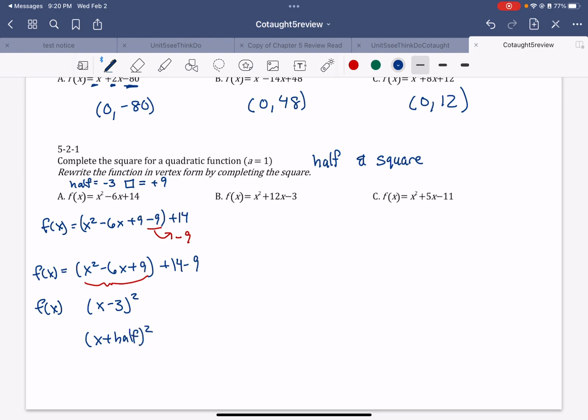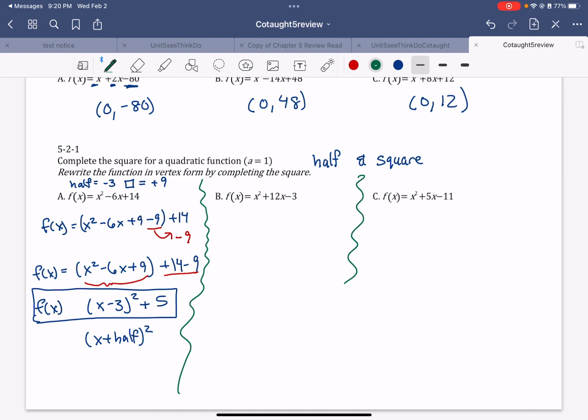And in my case, my half, remember, was negative 3. So I'm going to rewrite it as x minus 3 squared, and then I'm going to remember to combine my constants at the end. And so I have plus 14 minus 9, which is going to end up with plus 5. So that will be my equation in vertex form. All right. I'm going to kind of separate these problems here. Hopefully I have enough space for all of them.